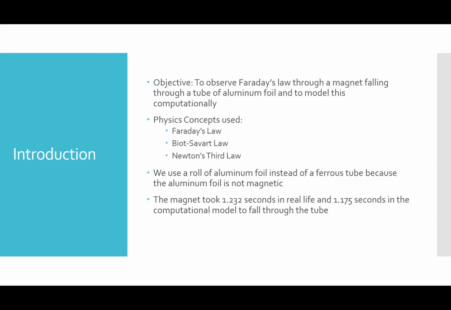We are using a roll of aluminum foil in this lab instead of a ferrous tube because aluminum foil is not magnetic. From the results of this lab, the magnet took 1.232 seconds in real life and 1.175 seconds in the computational model to fall through the tube.